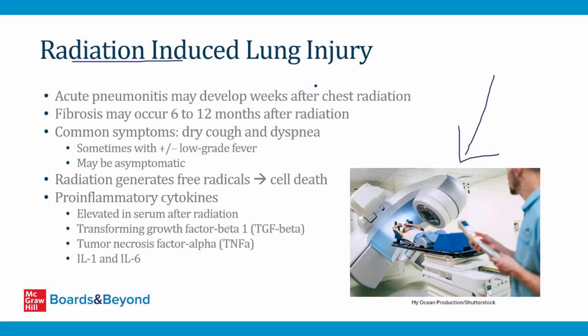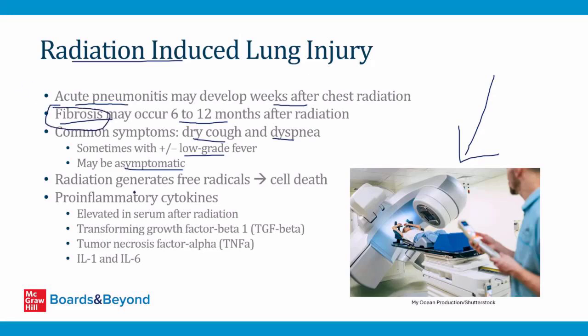So first of all, when you have chest radiation, an acute pneumonitis can develop a few weeks after chest radiation, and this can lead to symptoms like cough and dyspnea. But 6 to 12 months later, that's when patients can develop interstitial fibrosis, which is a cause of restrictive lung disease. The initial pneumonitis can cause a dry cough and dyspnea, sometimes with a low-grade fever, although it's often asymptomatic. But then months later, as I said, this can lead to fibrosis.